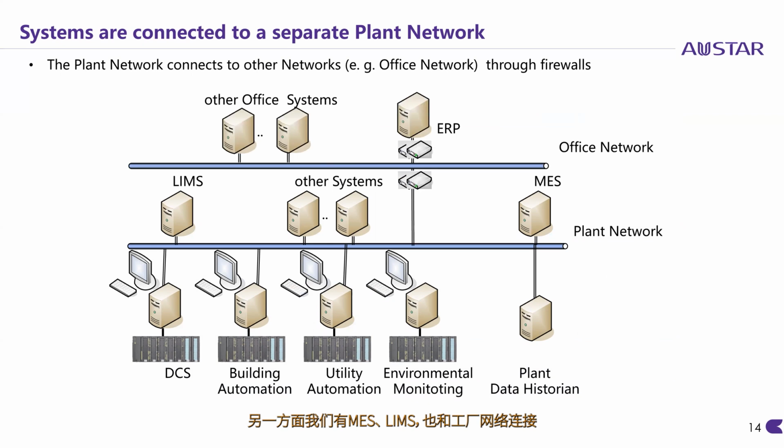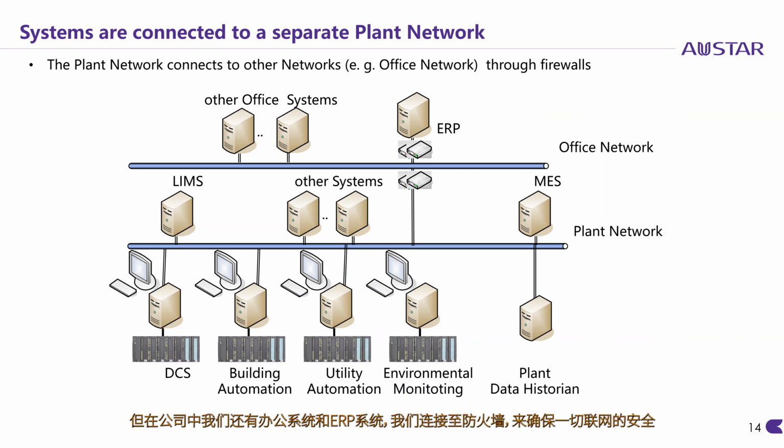On the other hand, we have systems like MES and LIMS, which are also normally connected to the plant network. But in our factories, we also have an office network and enterprise systems. And we connect these systems through so-called firewalls, where we can exactly control the traffic, so we can guarantee secure operation even if everything is connected.